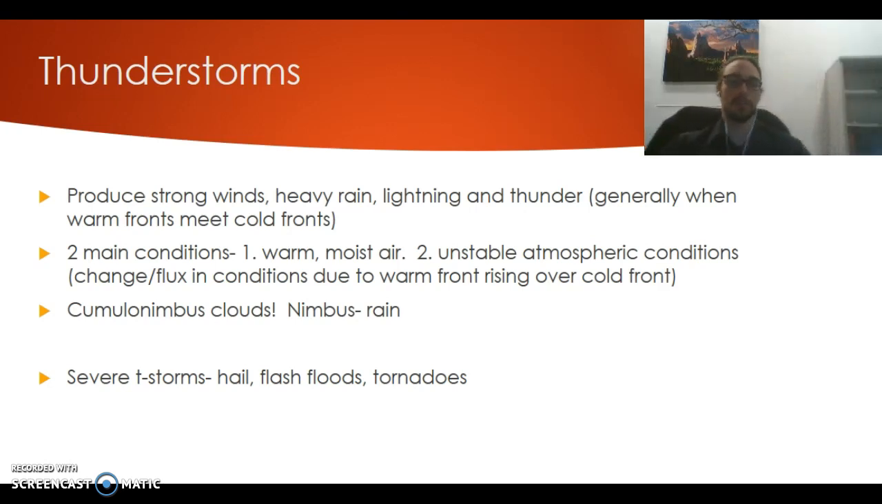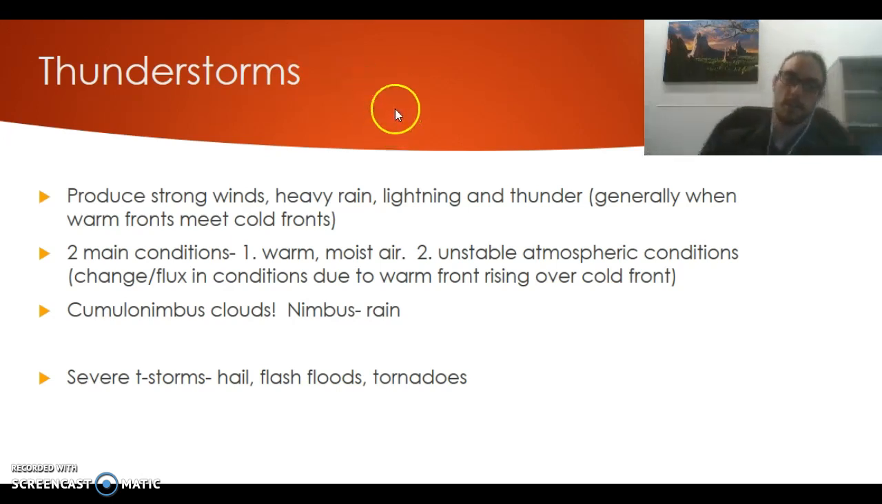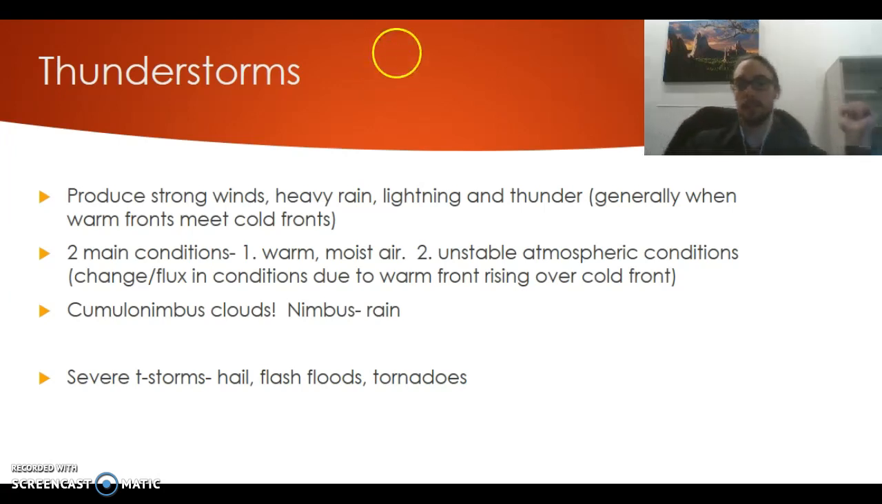Thunderstorms produce very strong winds, heavy rain, lightning, and thunder. It's generally when a warm front meets a cold front, and that warm front rises and creates a period of instability in atmospheric conditions. The two main conditions we need for thunderstorms are warm, moist air, to create the rain, and unstable atmospheric conditions. That's a change or flux in the conditions due to the warm air front rising over the cold front and mixing, creating instability in the atmosphere.